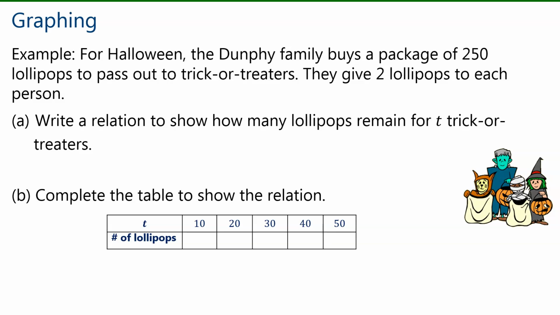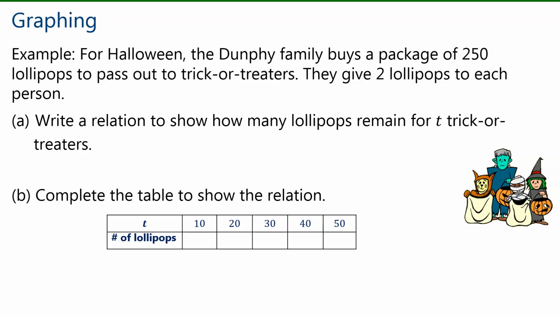Now for the next example, it says, for Halloween, the Dumpy family buys a package of 250 lollipops to pass out to trick-or-treaters. Now they give 2 lollipops to each person. Write a relation to show how many lollipops remain for t trick-or-treaters. And because we don't know how many trick-or-treaters they will get, we can use the variable t in our relation.